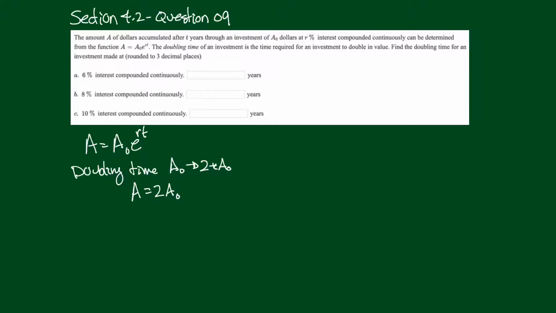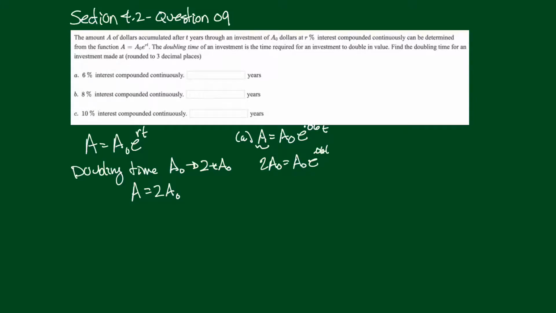So let's start here in problem A. That's going to be at 6%. So at A, I'll write the formula. A equals A naught e to the 0.06 t, right? 6% is 0.06. Now we want A to double. We want A to be double A naught. So we're going to have 2 A naught equals A naught e to the 0.06 t.